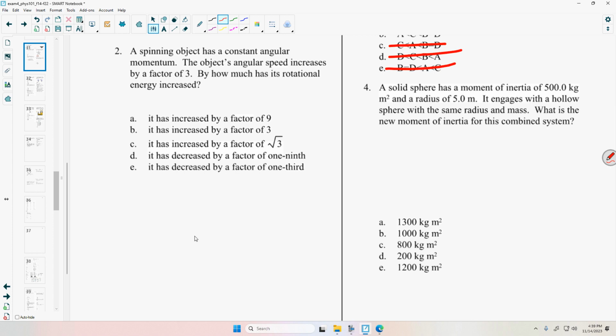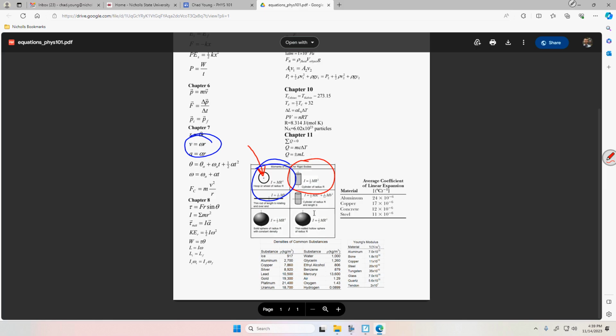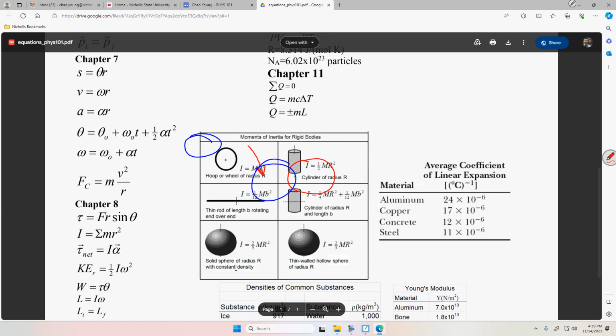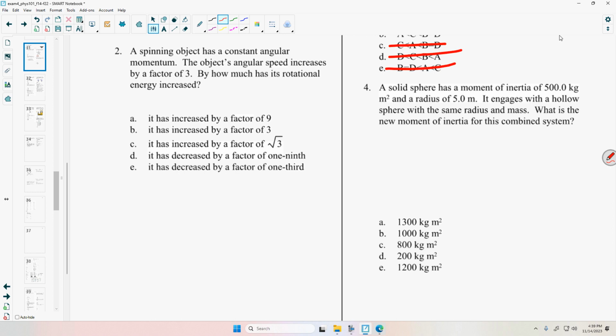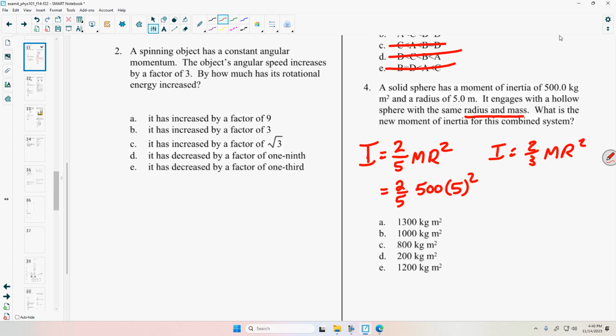This is for a solid sphere and a hollow sphere. Let's just look at our equation sheet. The solid sphere is 2/5, and the thin wall sphere is 2/3. So I is equal to 2/5 mr squared, and I is equal to 2/3 mr squared. I tell you that they have the same radius and mass, so it makes it a little easier. It's 2/5 of 500 times 5 squared, and 2/3 of 500 times 5 squared.